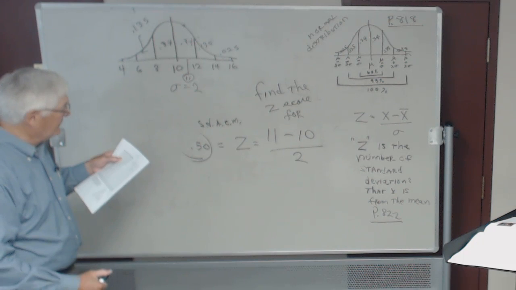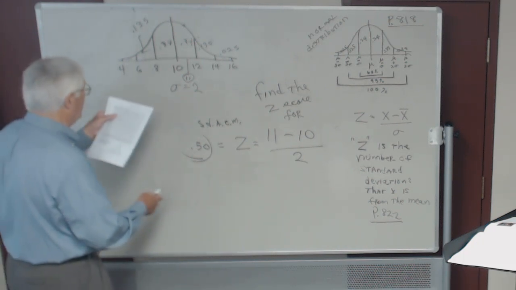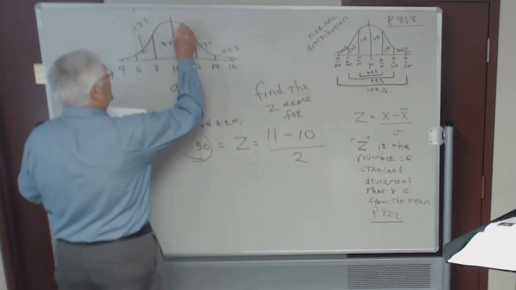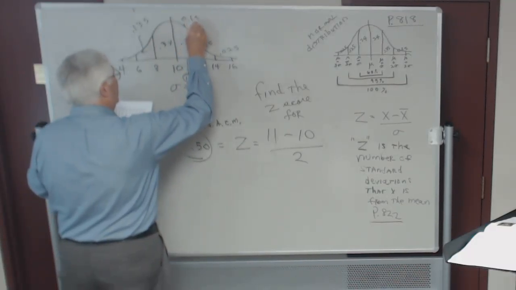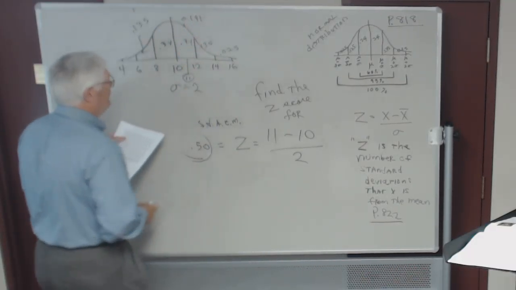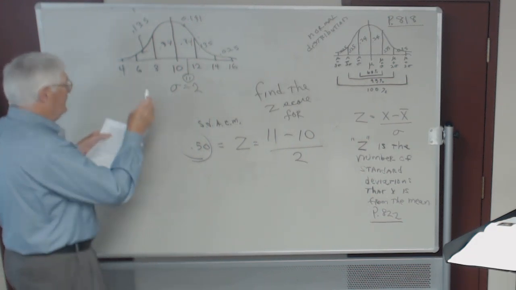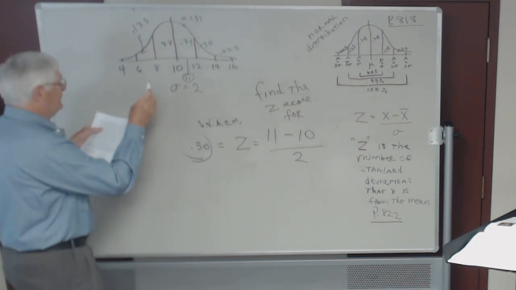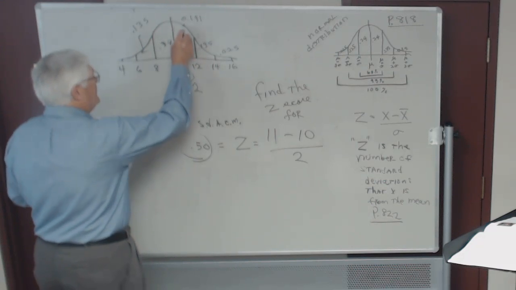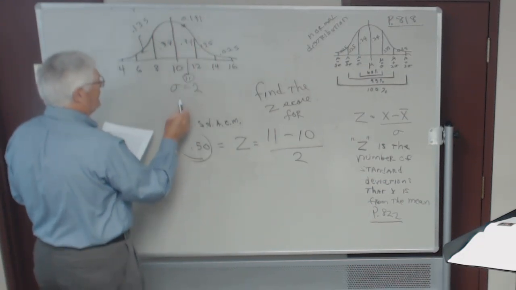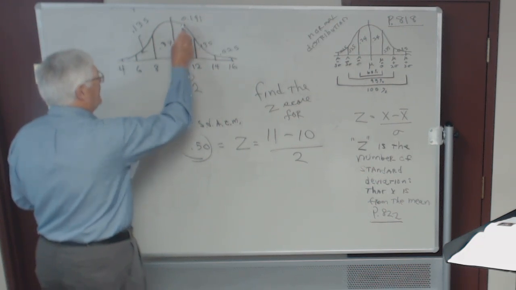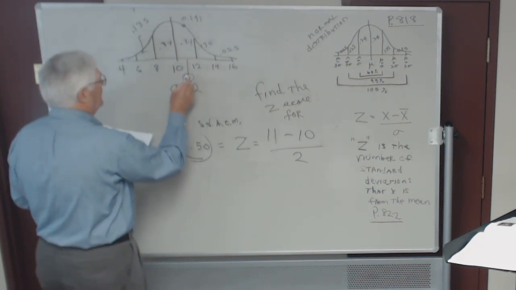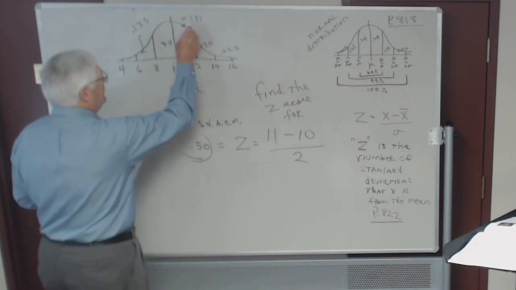And what number do you come in contact with? 0.191. So there is the probability right here. In other words, what can I expect? How many people can I expect to score between 10 and 11?